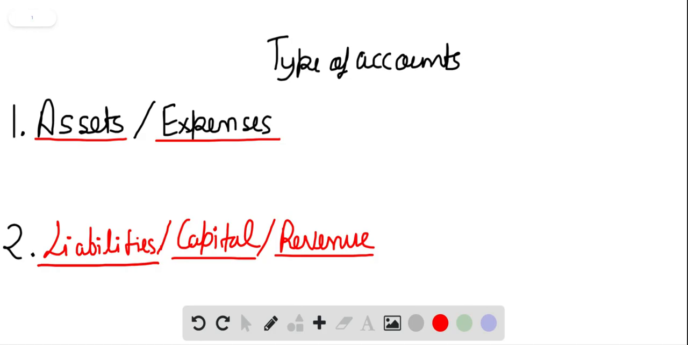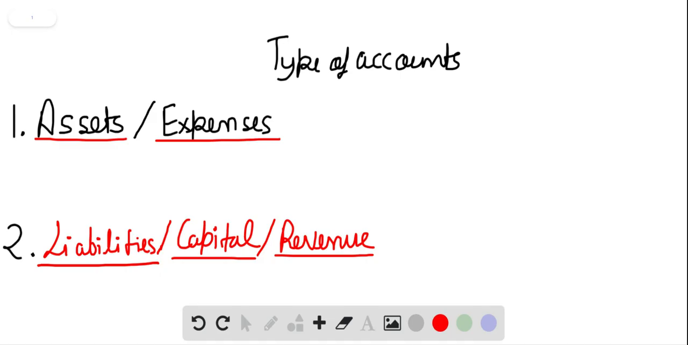Capital is the investment amount made by the owner into the business, and liability is in contrast to assets. In case of assets, we have to recover the amount from the customer. In case of liabilities, the business entity has to pay off its suppliers.